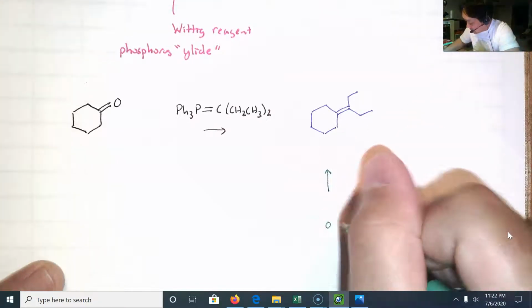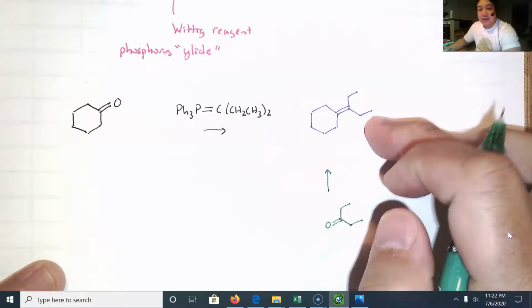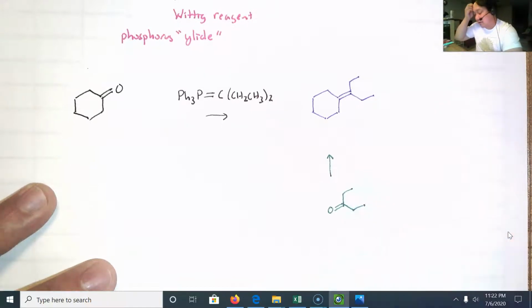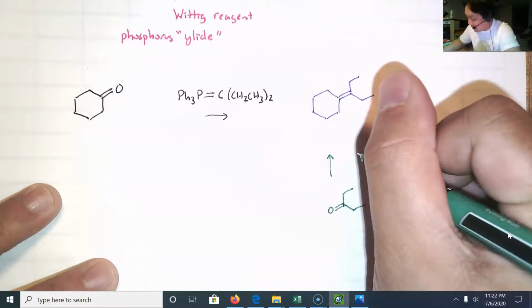I want to start out with this ketone. And I am drawing it so it looks the same carbon skeleton as we have in the product. But practice. What would your Wittig reagent look like? Your Wittig reagent would look like this.